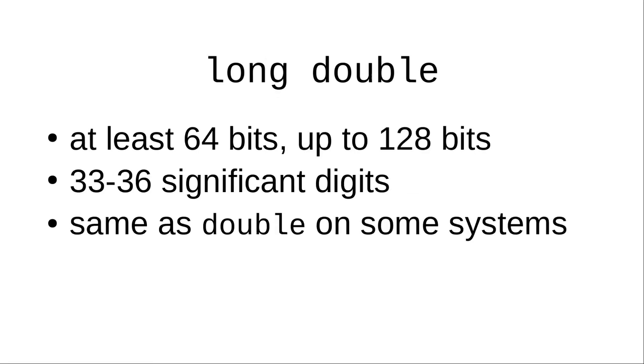C has a long double type as well. Depending on the operating system you're using, the number of bytes in a long double varies from 64 bits, where it's the same as double, to 128 bits. A 128-bit long double has 33 to 36 digits of precision. When you write numbers with a decimal point, by default, they're double.